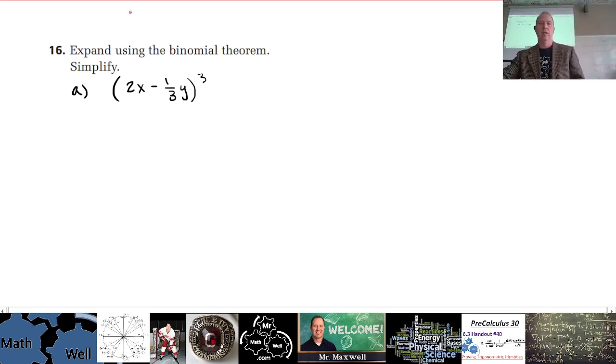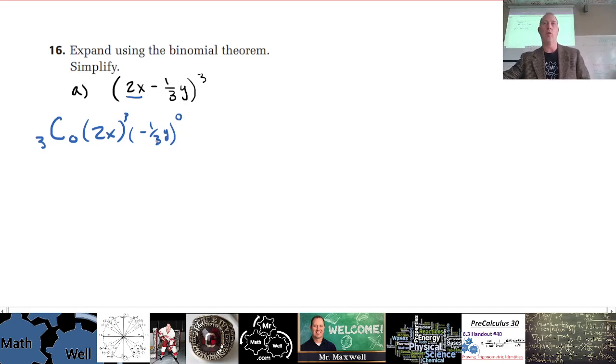Okay. So if this is 3, which combination am I going to start with? We just talked about this. What number goes here? That's right. So it's 3. And it's going to be choose 0 for the first one. This is going to be 2x, which is the first term, to the power of what? 3. Good. This is going to be negative 1/3 y to the power of 0. And that's just going to be a 1. Anything to the power of 0 is 1, as long as it's not 0 itself. So that's my first term. I'm going to simplify that in a bit.